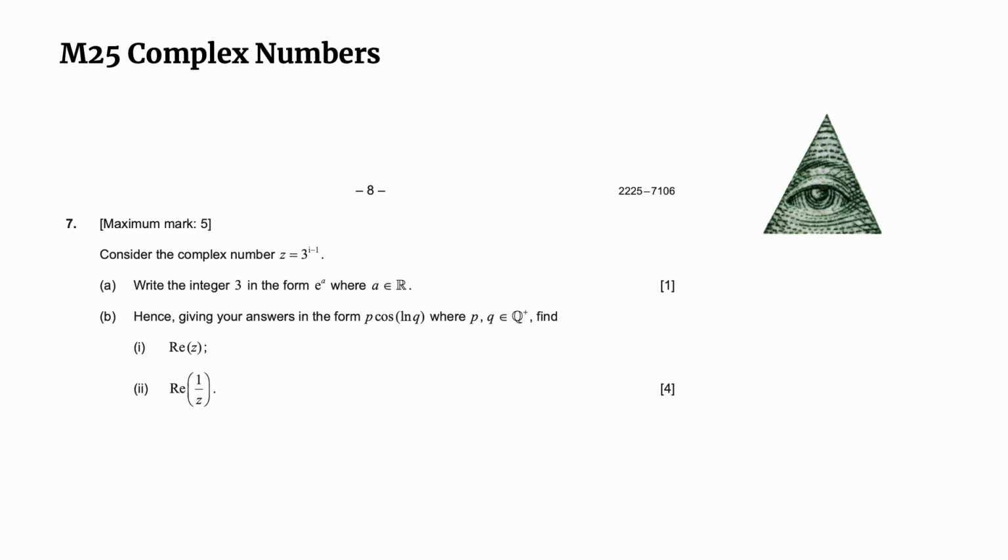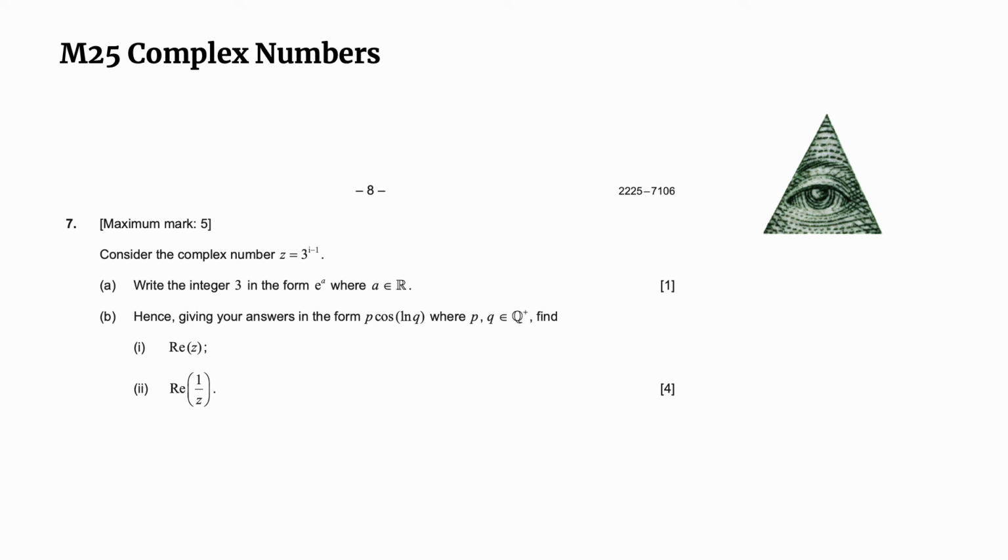All right, I want you to pause the video and ask yourself, what do you see using your third eye? My third eye tells me, oh, I've got an exponential with a complex number, but I don't know what to do with the base of 3. So I'm sure I've got to use the Euler form.